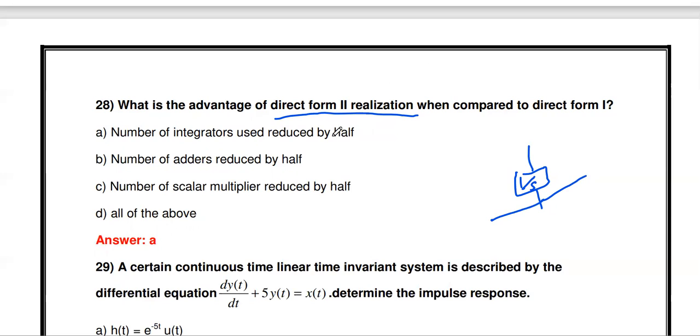The options were: number of integrators used reduces, number of adders reduced by half, number of scalar multipliers reduced by half, all of the above. No, the first one is the answer. The number of integrators used is reduced by half. There is no change in the number of adders or the number of scalar multipliers. Since in the direct form 2 diagram, in the center, we are using the integrator block, this integrator block output can be shared by the input side and output side. So this is the reason.